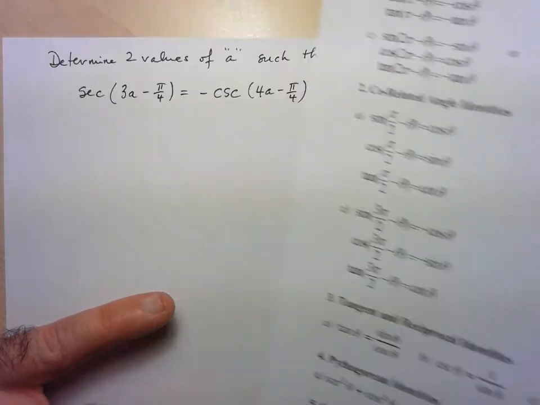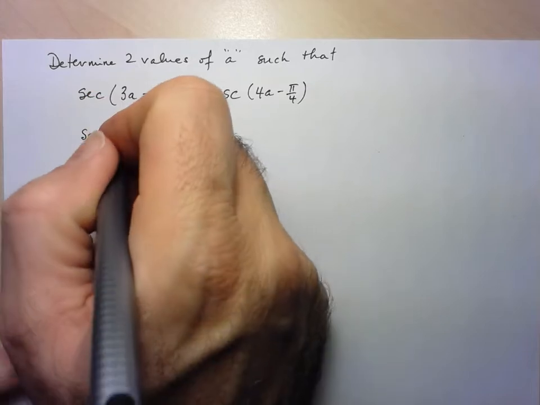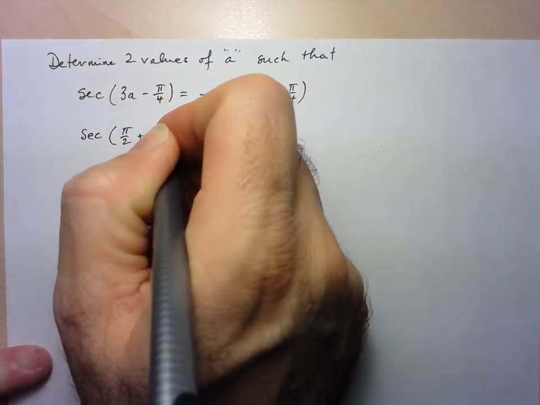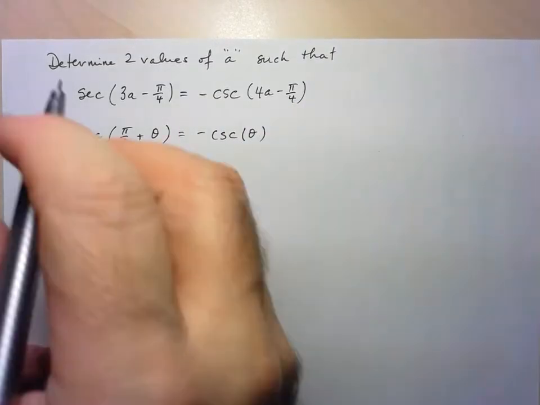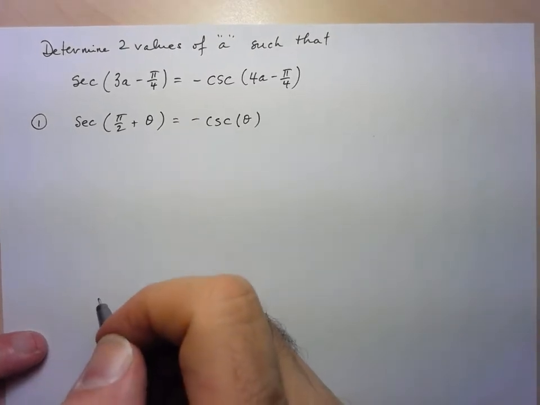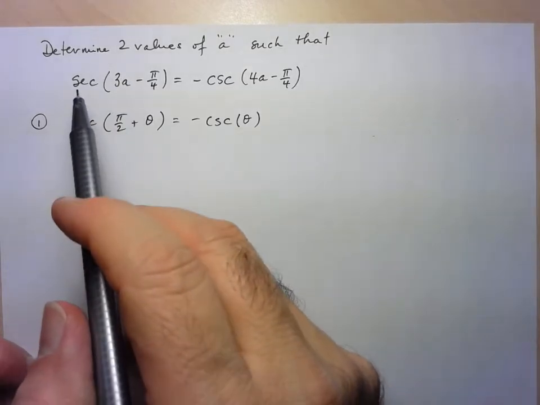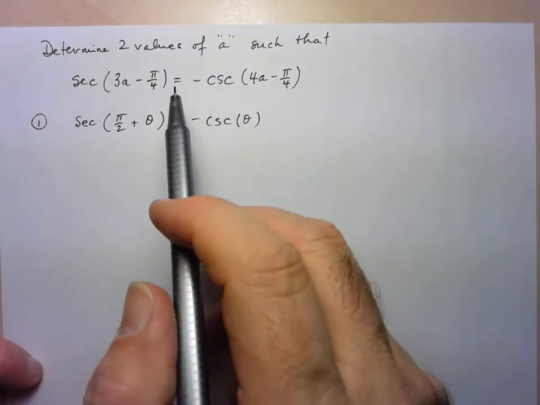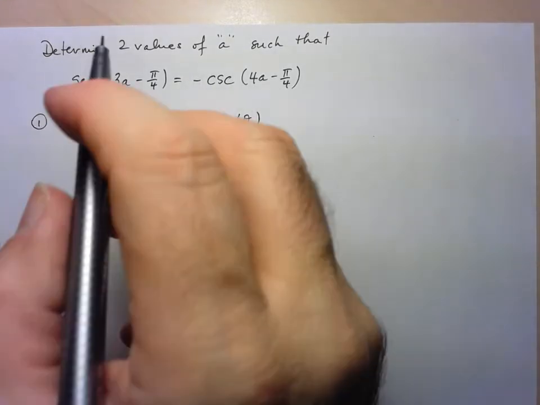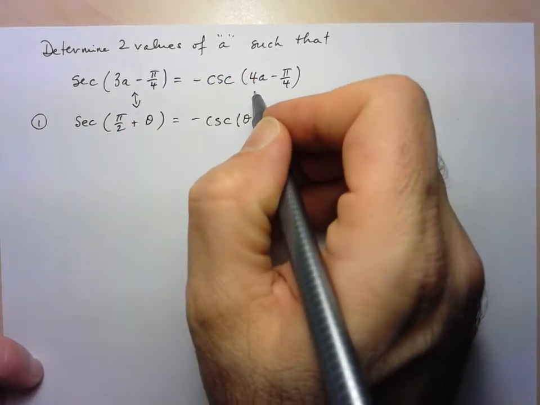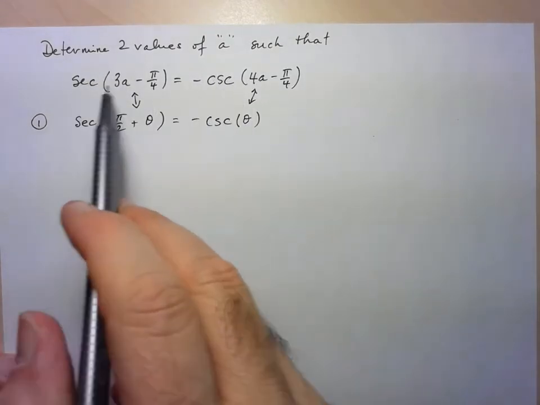Okay? So what we know is that the secant of pi over 2 plus some angle is equal to the negative of the cosecant of that angle theta. Okay, so this is going to help me find one answer to my equation. And what we see here is that the structure of both of these equations are identical. I've got the secant of some input on the left-hand side equaling the negative of the cosecant of some other input on the other side. So essentially, all I'm going to do is equate these inputs. Okay, the functions that are being applied to these inputs are the same already on both sides.